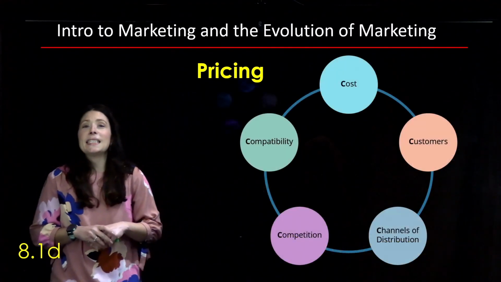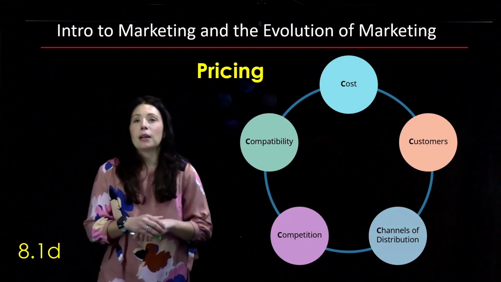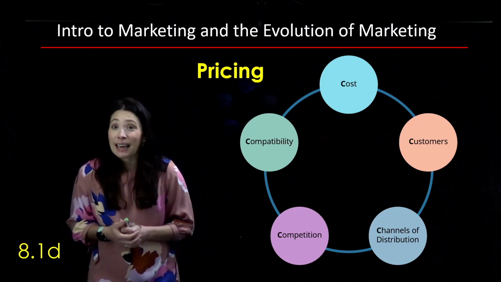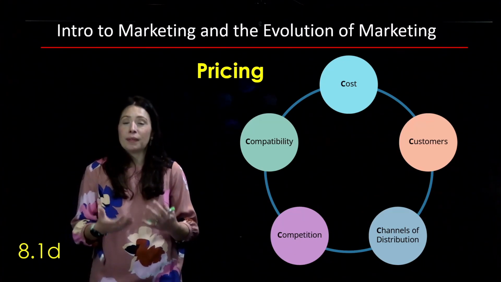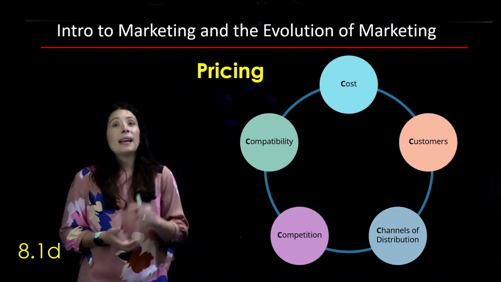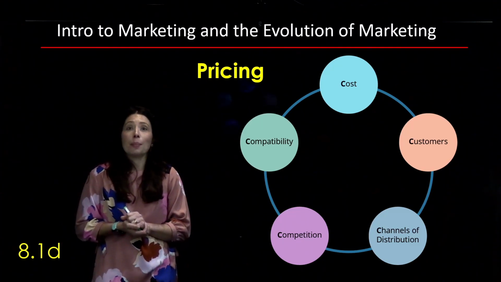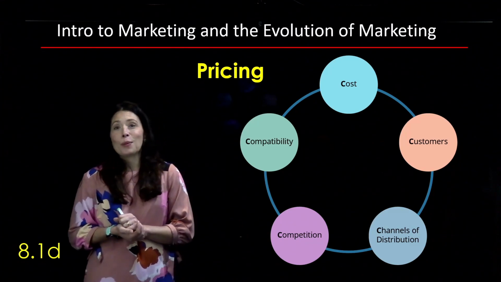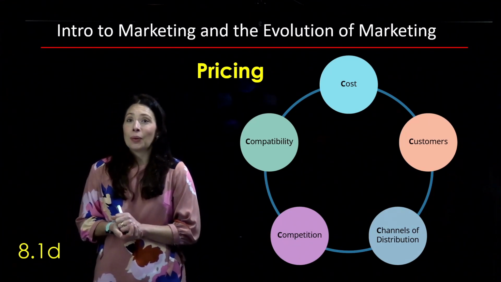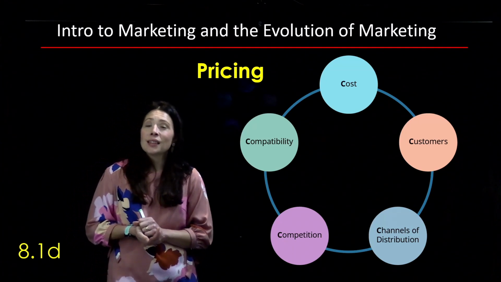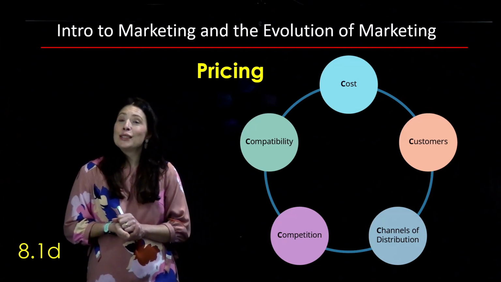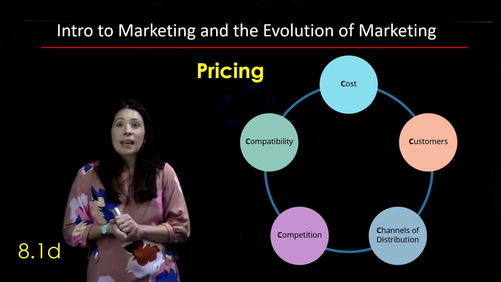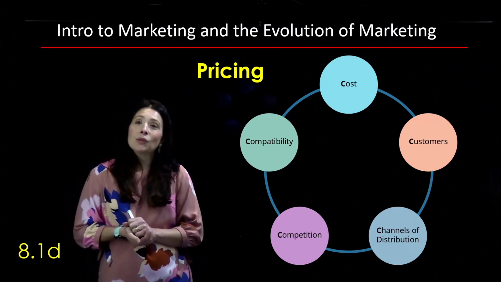Now, as a marketing team, we have to determine the price a product should be sold. Ultimately, we have to make sure that the value equation is high for the consumer, that we are creating consumer value, but also that we are generating adequate profit to sustain the company. The 5 C's of pricing assist us in determining the price the product should be sold. These include cost, customers, channels of distribution, competition, and compatibility as we research the price for the product to be sold.